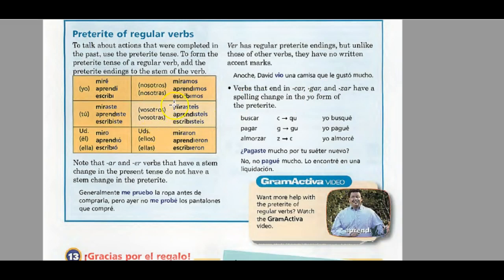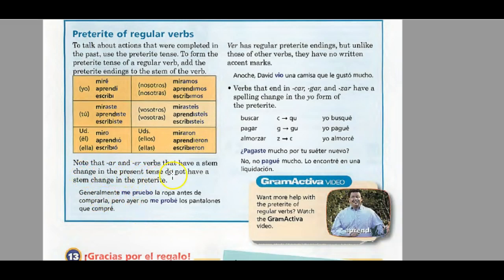With vosotros and vosotras, this is only used in Spain, so you shouldn't be tested on this. But mirasteis, aprendisteis, y escribisteis, it's very similar to the tú form. And then with ustedes, which is y'all, and then ellos and ellas, which is they, you have the same endings here. Miraron, aprendieron, escribieron. So it's the ieron ending or the aron ending. And there it is.